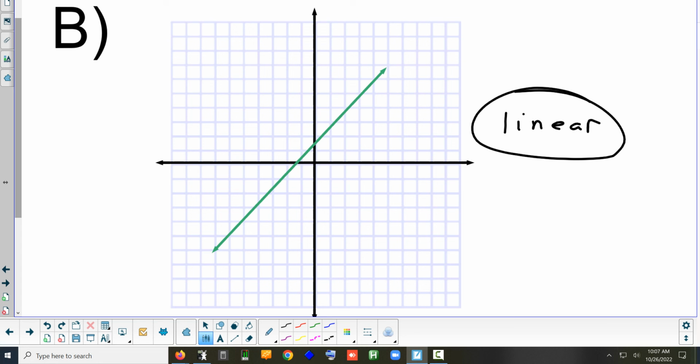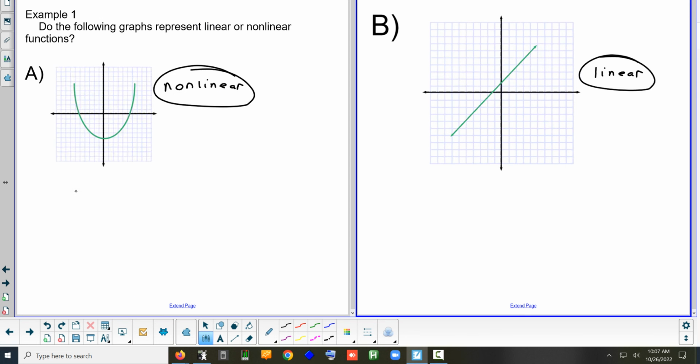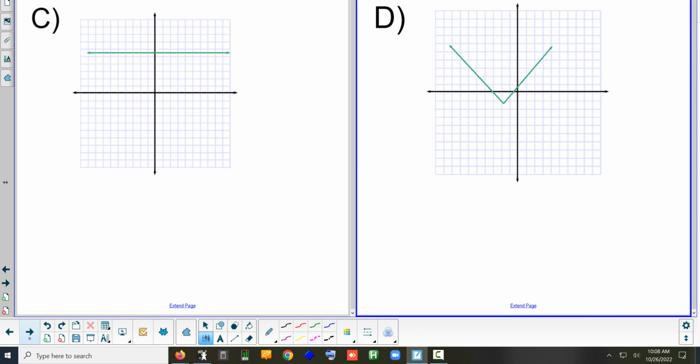It's linear because it's a line. Remember, the only line we don't want is a vertical line. If it's vertical, that's not a function. All right, why don't you guys try C and D?